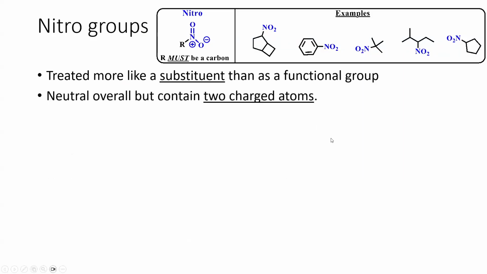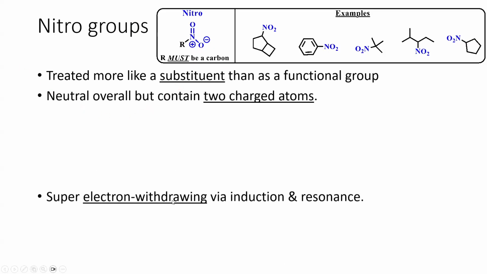And that chemistry is, well, first of all, notice it's got two charged atoms on it. So look above in the box there. The nitrogen will always have the positive charge, but one of the oxygens is going to have a negative charge. Overall, it's neutral, but you've got two atoms that are charged. That's kind of unique and interesting.